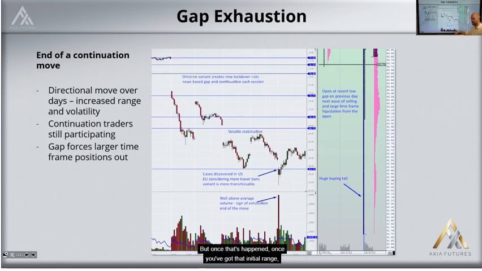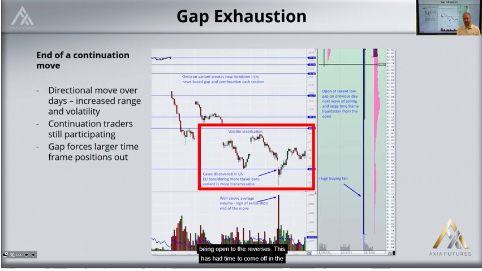But once that's happened, once you've got that initial opening range down, if you don't see continuation, now we're in a situation where this is going to struggle, or may struggle, to keep on going. So you can be more open to the reverse. The reason being open to the reverse is this has had time to come off in the overnight session. This is a continuation which exhausts anyone who's been buying the dip. And then it's a question of, once that's happened, can we get continuation from here?